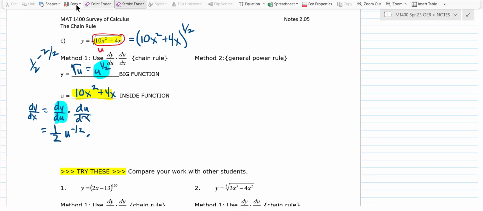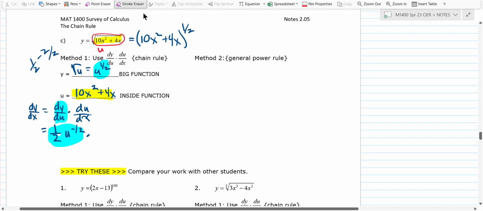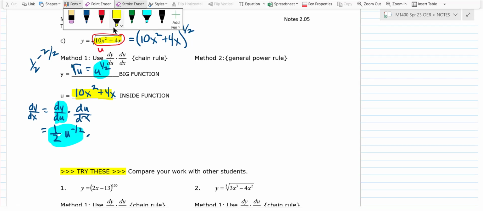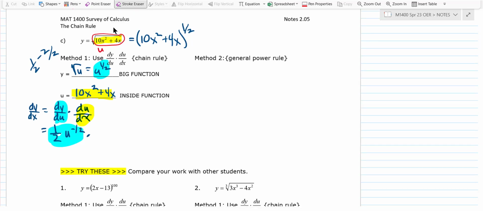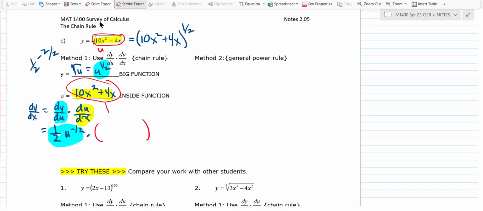Okay, and then we have to do the other part. So we've got the dy over du. Now what we've got to do is the du over dx. So that would be the derivative of 10x squared plus 4x. So what's that in your head? 20x plus 4, right? So the derivative of that inside part is 20x plus 4. Those are the basic rules we've been working on for several weeks now.